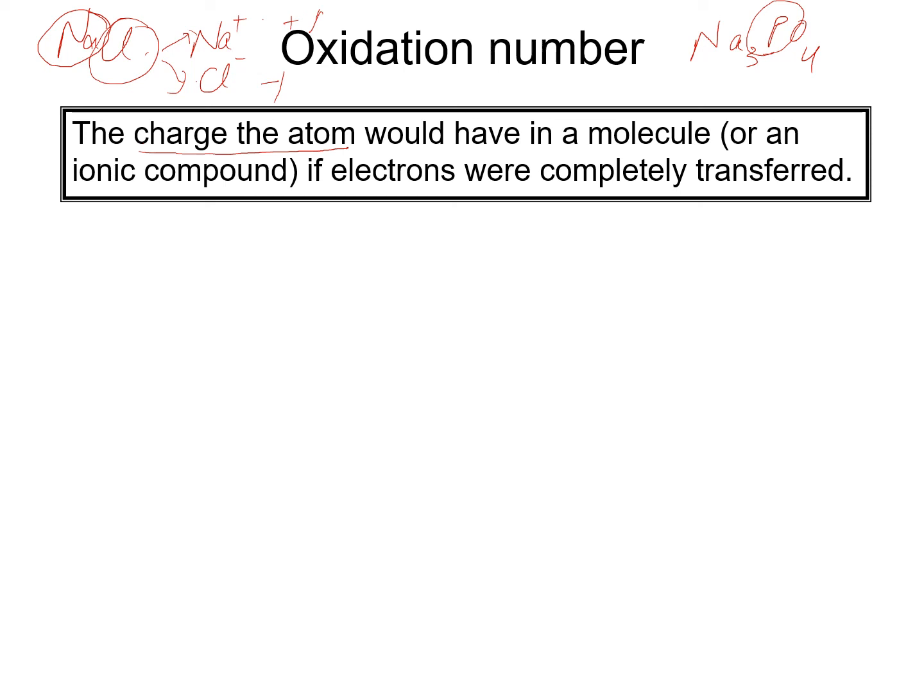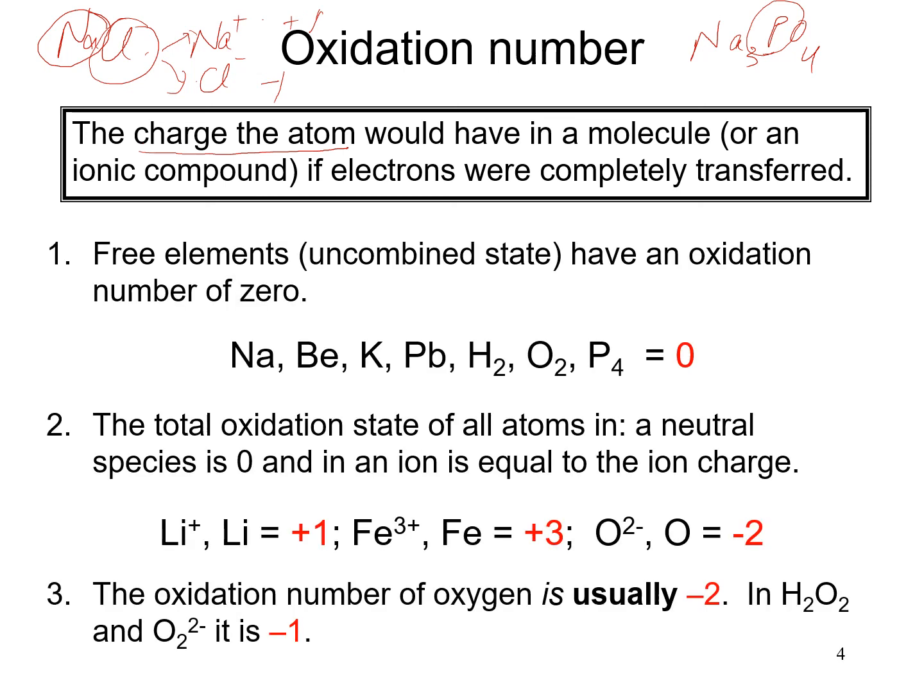So what is the first rule? Let's begin with our rules. The first rule tells us that free elements in their uncombined state have an oxidation number of 0. In easier words, that means the atoms present in their elemental form, and elemental form means how they exist in nature. If you are talking about those atoms in their elemental form, then you can regard the oxidation number as 0.